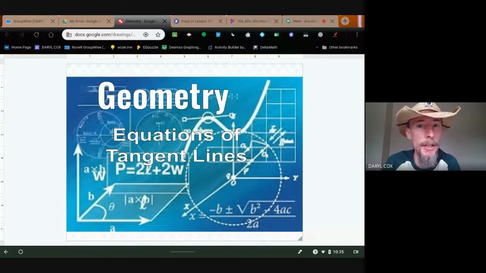With a secant line, it doesn't matter because you've got 2 points on a secant line. You can just get the equation from 2 points. But with the tangent line, because it only touches at 1 point, it's a little more difficult to get the equation. So we want to look at a way to get the equation of that tangent line. First, let's review some facts that we know about tangent lines.